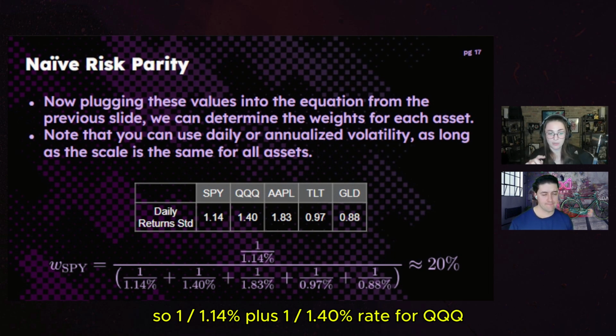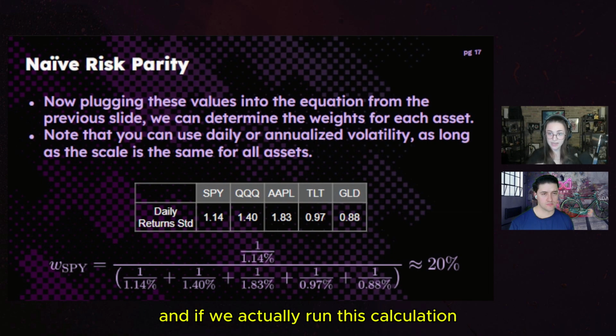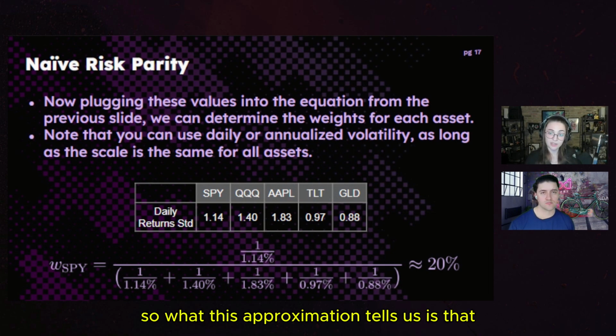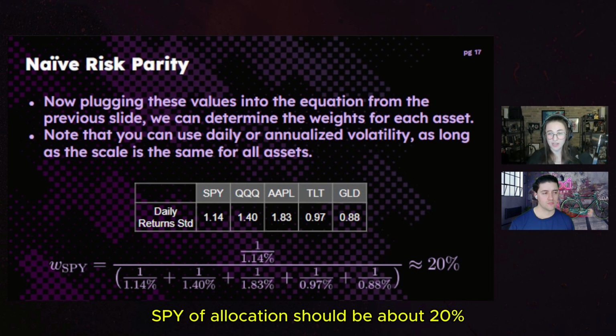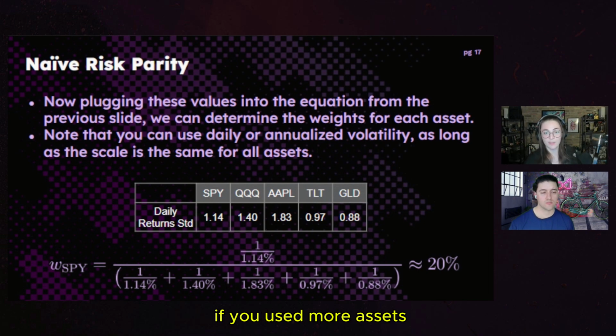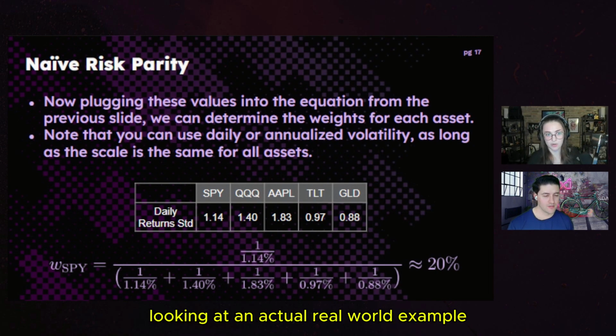So 1 divided by 1.14% plus 1 divided by 1.40% for QQQ, 1 divided by 1.83% for Apple, and then so on. If we actually run this calculation, our risk parity weight for SPY in our portfolio is about 20%. So what this approximation tells us is that for a risk parity portfolio allocation, SPY's allocation should be about 20%. If you used more assets, you would just plug them in. Hopefully that makes the math make a little more sense looking at an actual real world example.